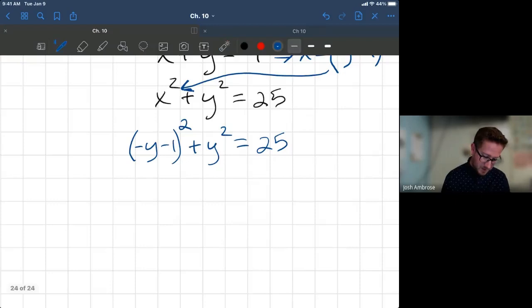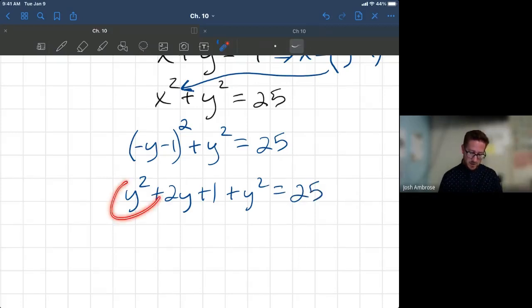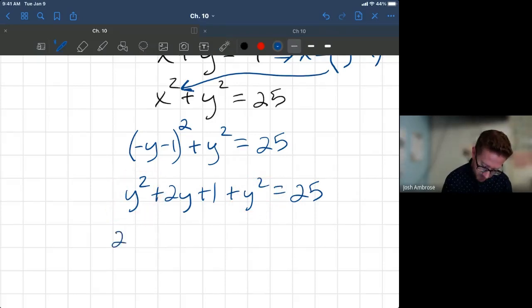Okay, so to save you time, I already did the trinomial, and it works out to be y squared plus 2y plus 1. Then you have to tag on the rest of the problem, plus y squared equals 25. Okay, now combine like terms. There's a y squared, there's a y squared, giving you 2y squared plus 2y.